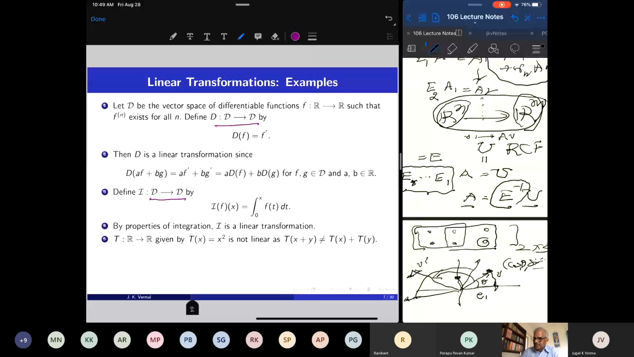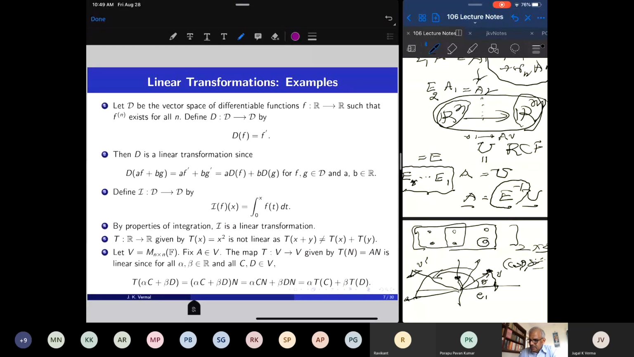Differentiation from D to D is a linear transformation. But many functions are not linear transformations. For example, if you map x to x squared from R to R, then T of (x plus y) is not T x plus T y, because (x plus y) squared is not equal to x squared plus y squared. Basically this is a non-linear map. It is not linear in x, so this is not a linear transformation.